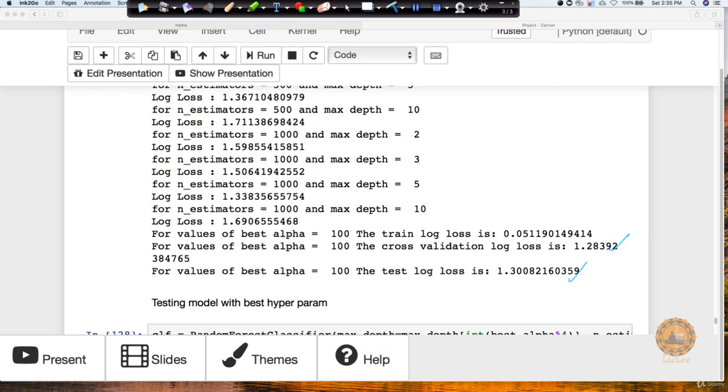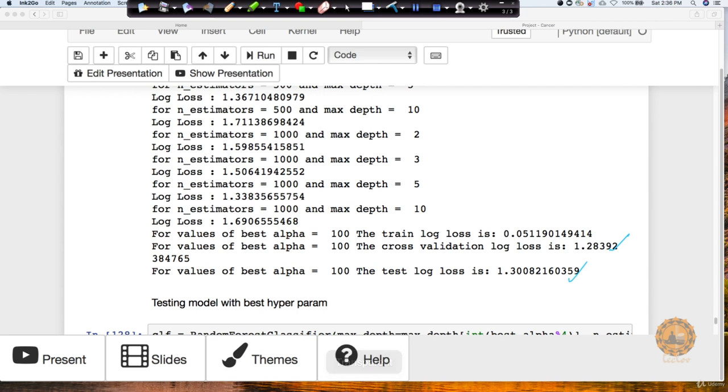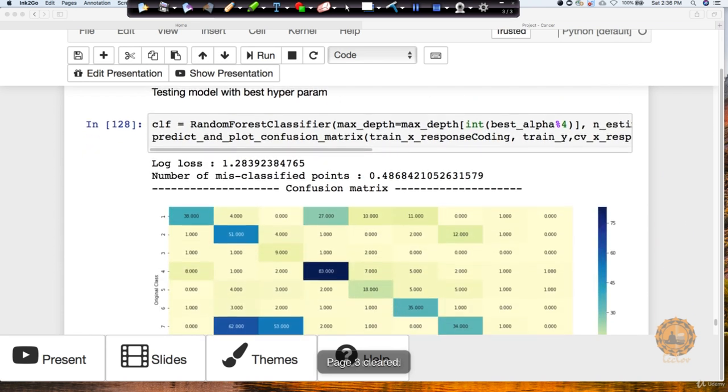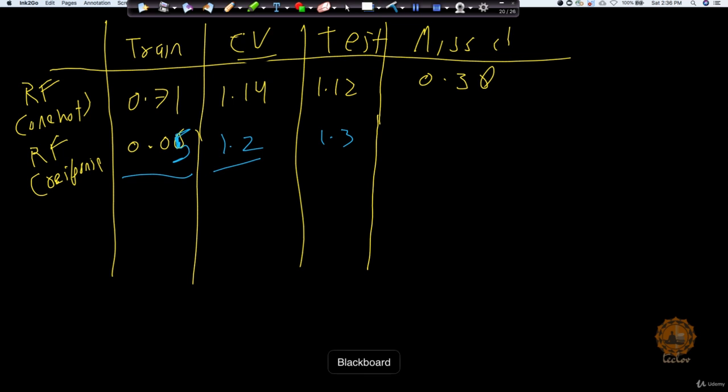Now this is 1.2 and 1.3. Okay, immediately reject this model. Reason being, you can easily see that 0.05 and 1.2, there's a huge difference between them. That means there's a huge overfitting which has happened in this case. So definitely this model is not good, but let's still see what is the value of classification we're gonna get. So let's go back and see it. It's coming as 48.68%, which is again bad, right? So again, this is telling me that this is the worst model which we have seen till now, and random forest is definitely not working well.